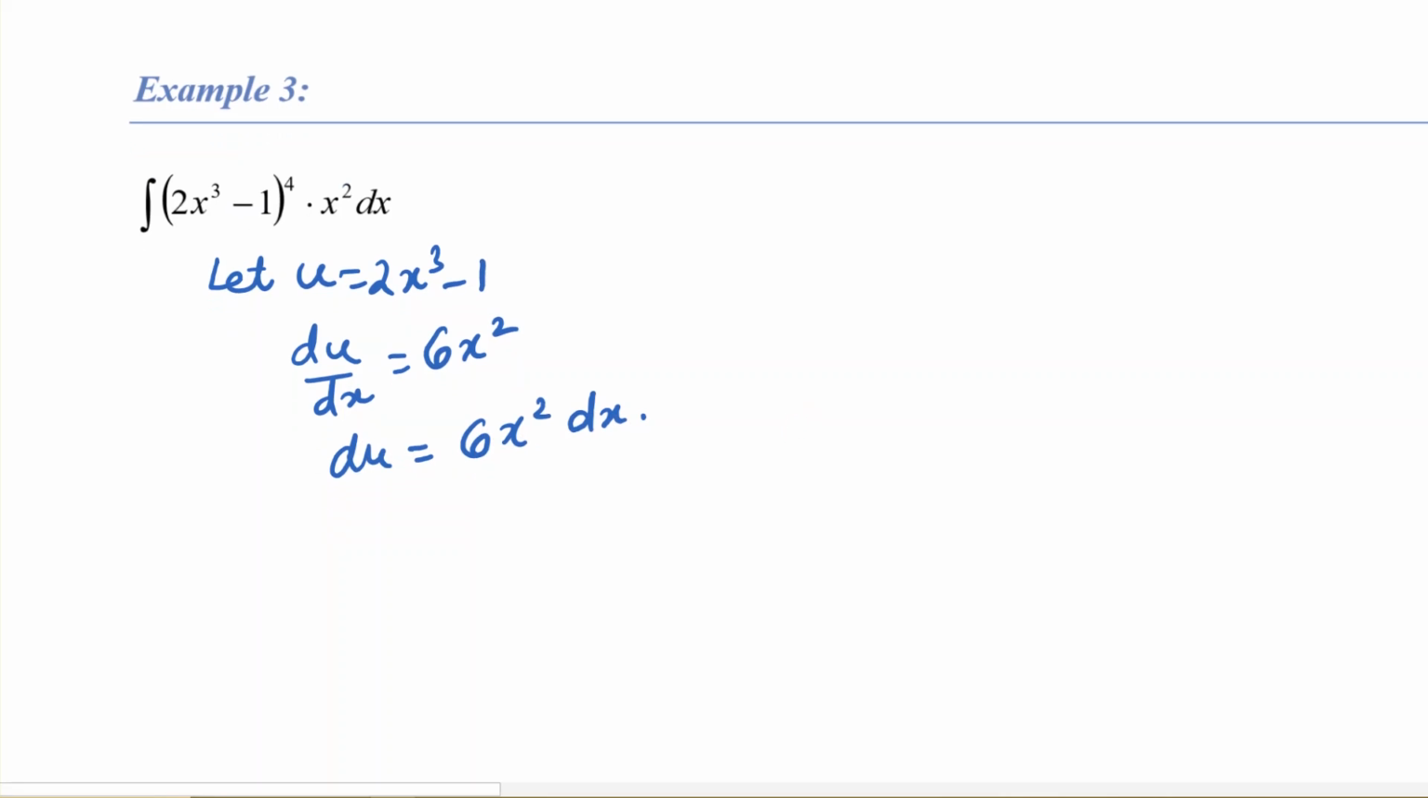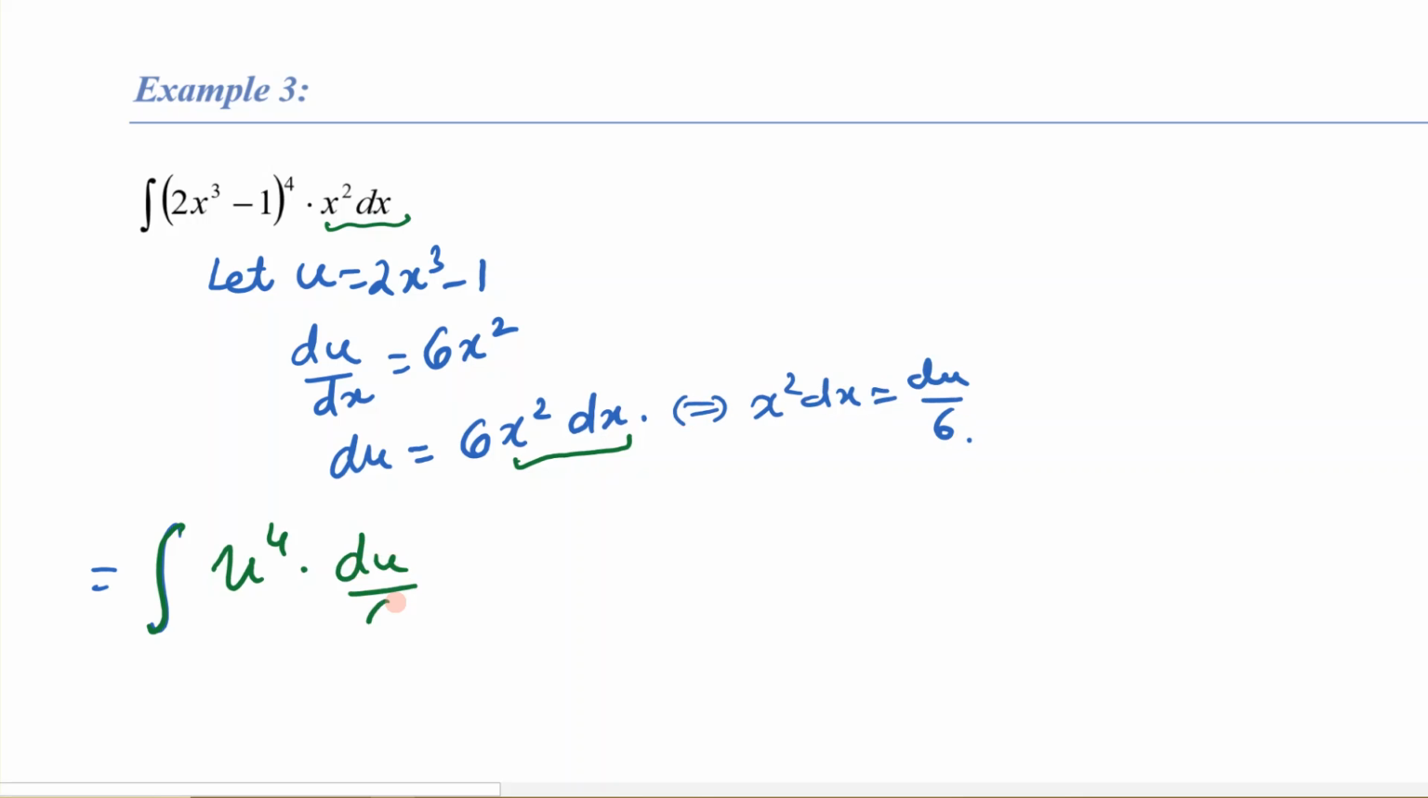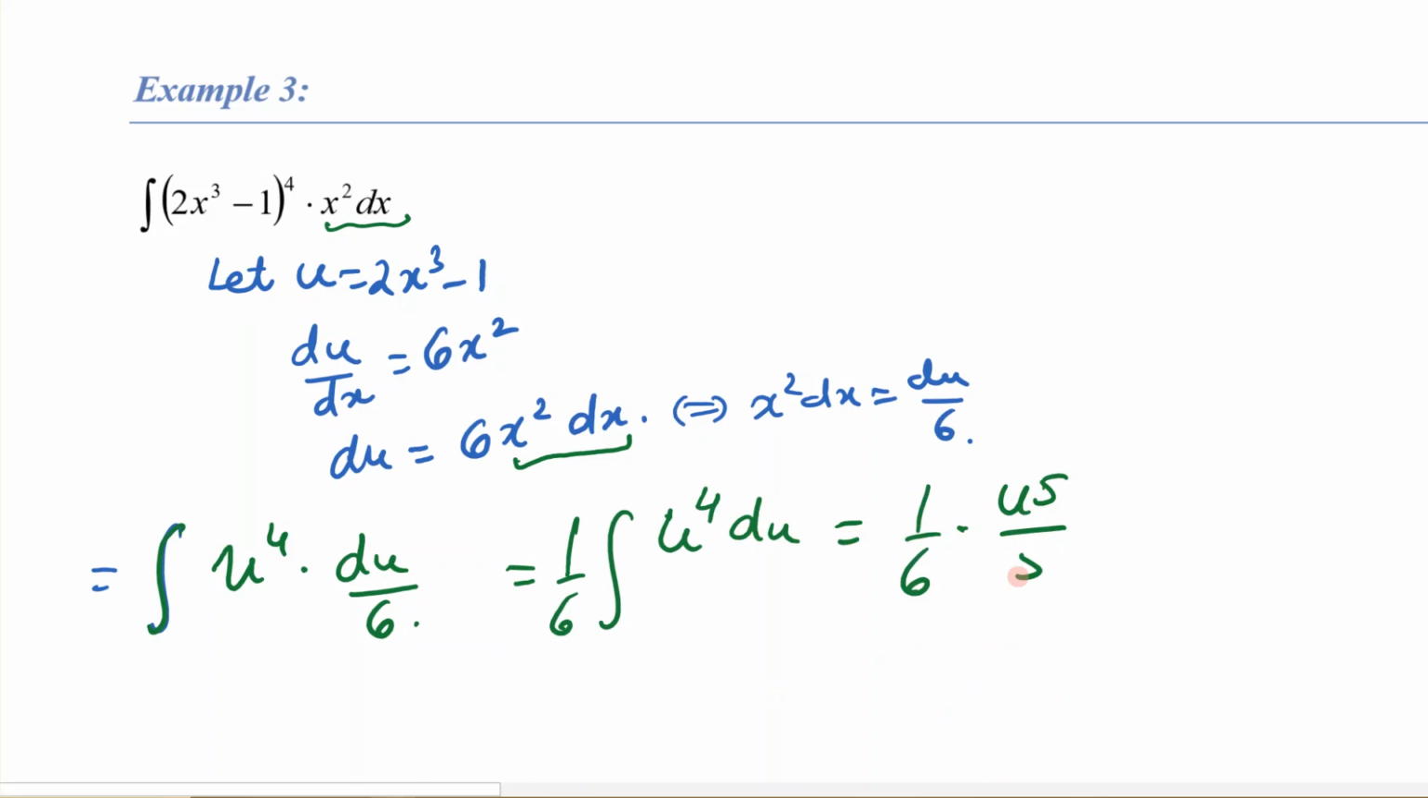And when we do the substitution, we notice that we get the integral of u raised to power 4, and in place of x squared dx we write du over 6. So x squared dx is du over 6. So we replace everything in terms of the new variable. So we get the integral of 1 over 6 u raised to power 4 du. So 1 over 6 u raised to power 5 over 5 plus c.